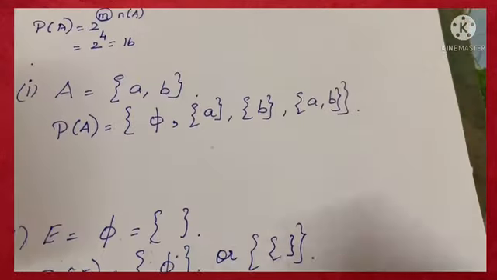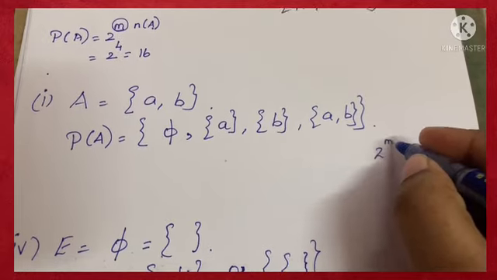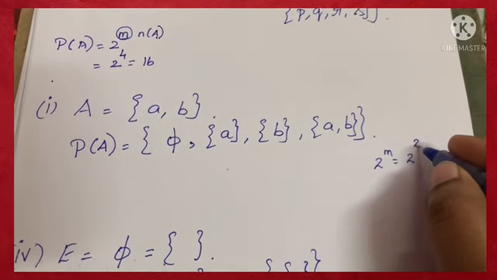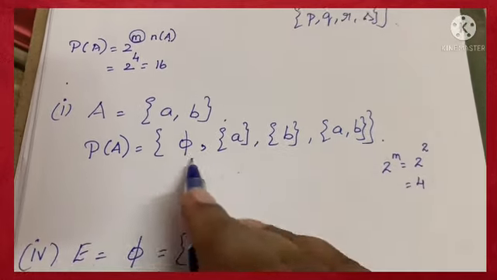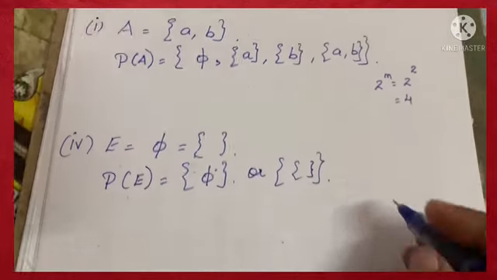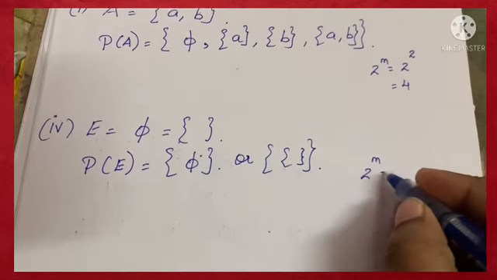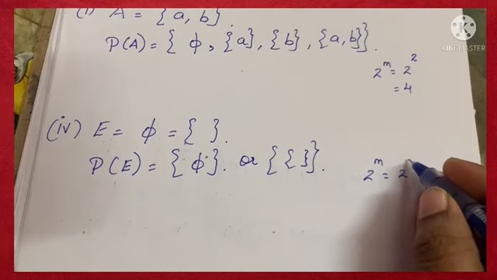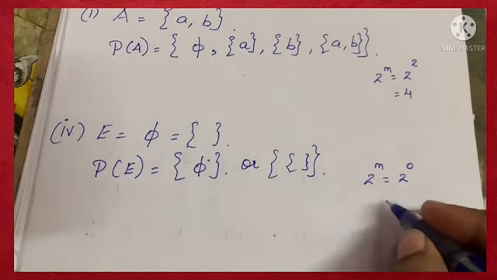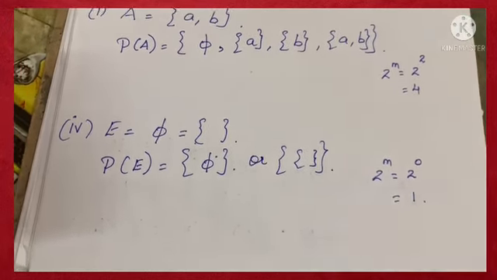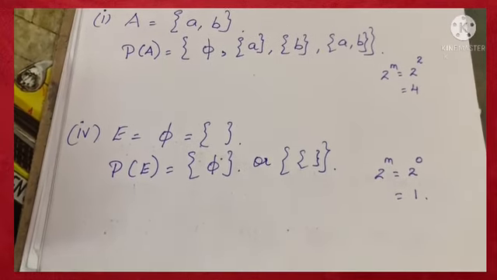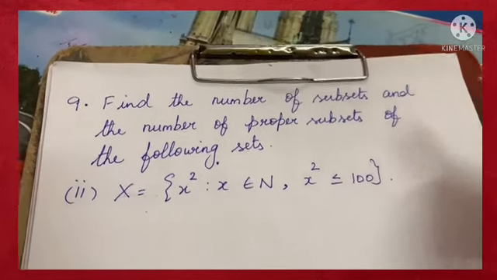Likewise for this, 2 power m, 2 power 2, 4. Have I got 4 subsets? Yes. Next, 2 power m, 2 power nothing. So 2 power 0 is 1. So I have got 1 subset. Okay, moving on with the 9th sum.